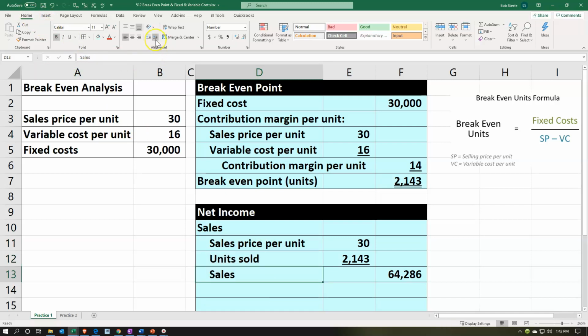Home tab alignment, increase the indenting. I'll put a colon here to show that this is going to be a subgroup underneath it. It's just for some formatting purposes. Then we'll take a look at the variable costs.